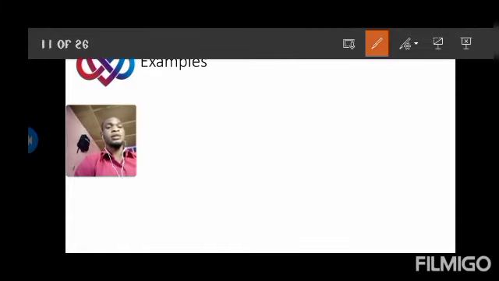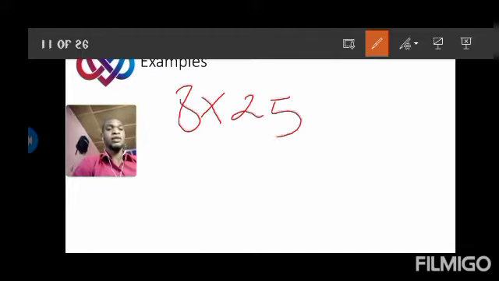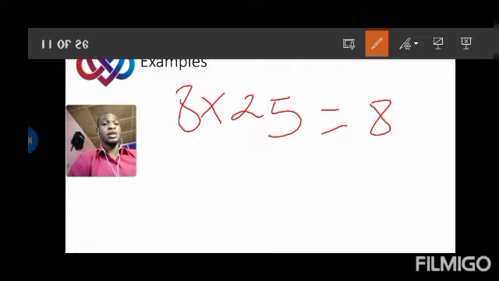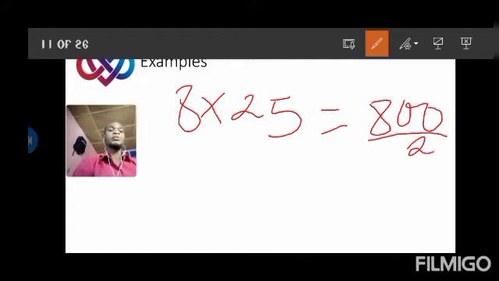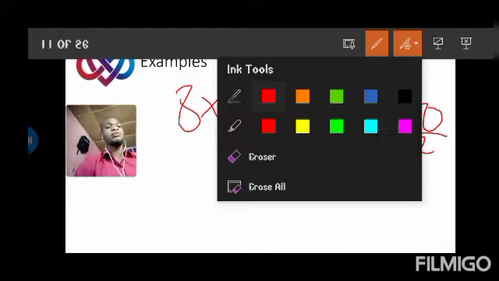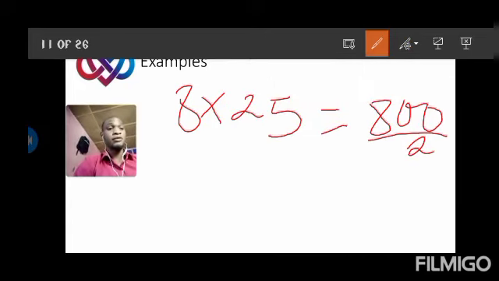So let's take further examples. Let's take a single-digit number. Let's say, for example, we have 8 multiplied by 25. I believe you are following. 8 multiplied by 25, that will give me what? I'll write my 8, put 2 zeros at the back, 0, 0, then I divide by 4.